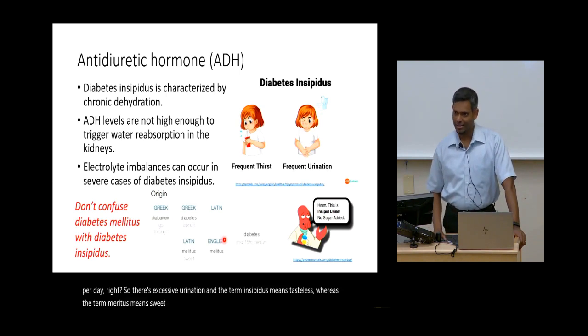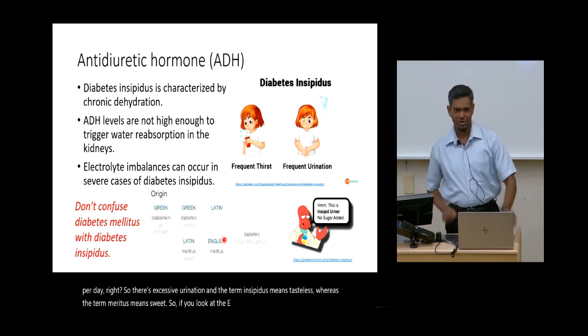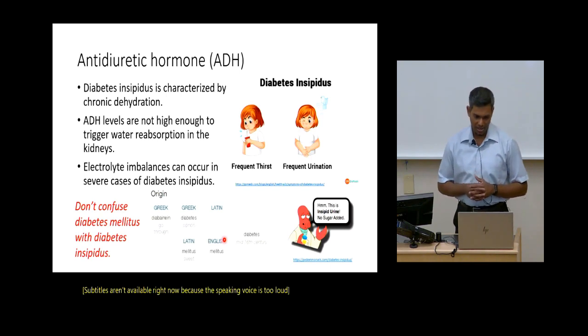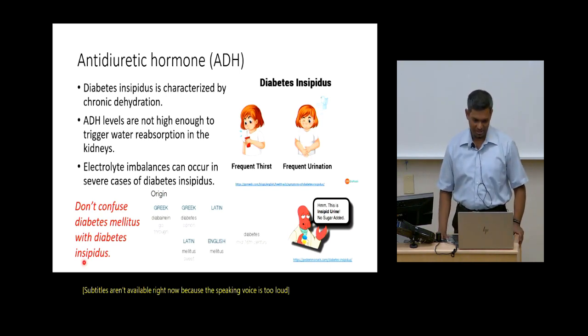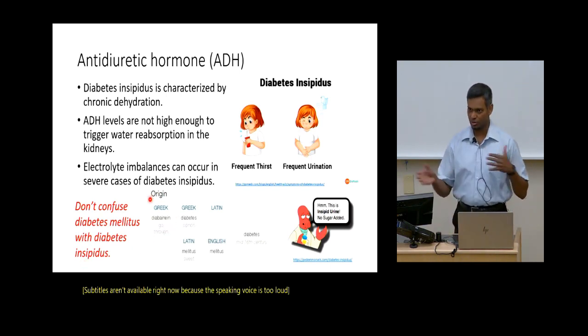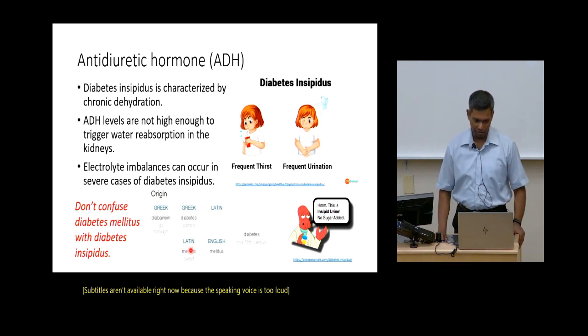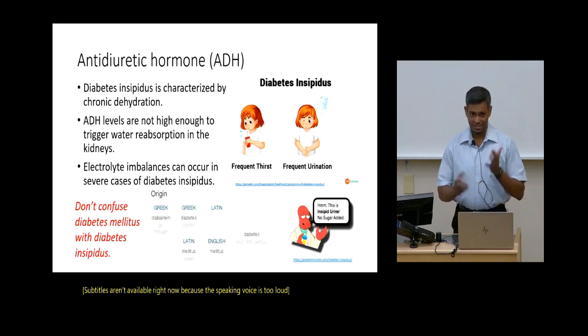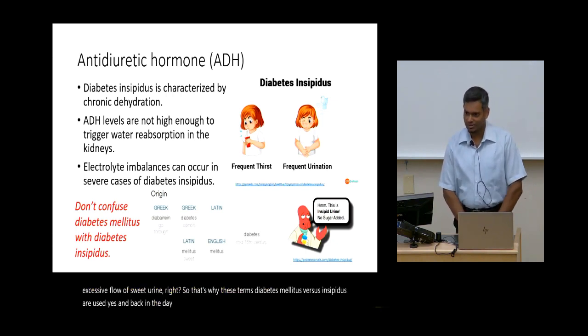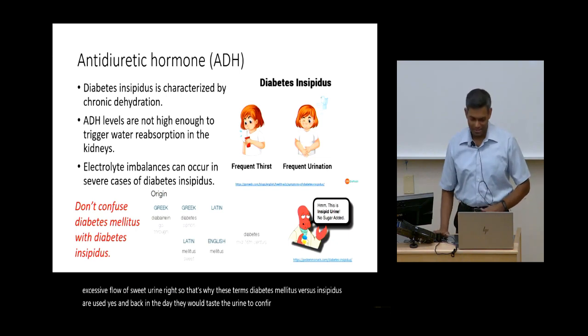So if you look at the etymology or the roots which make up these words, diabetes comes from the word diabainein, which means to flow through. So you have a lot of flow of tasteless urine in the case of diabetes insipidus, whereas in diabetes mellitus you have an excessive flow of sweet urine, right? So that's why these terms diabetes mellitus versus insipidus are used. Yes, and back in the day they would taste the urine to confirm diabetes mellitus or insipidus.